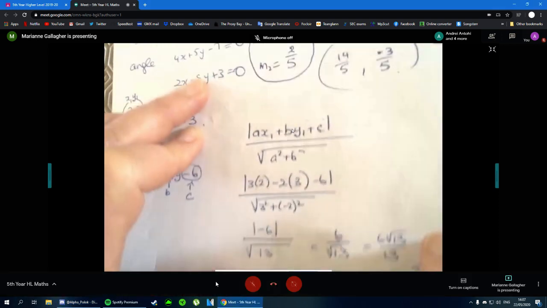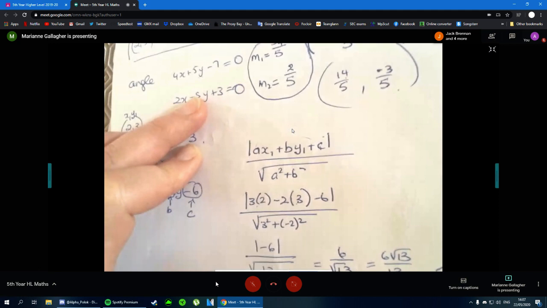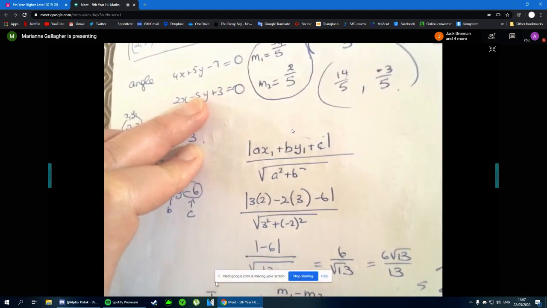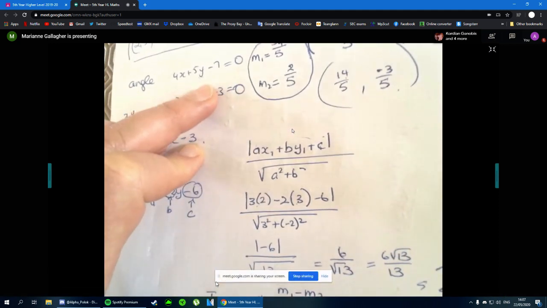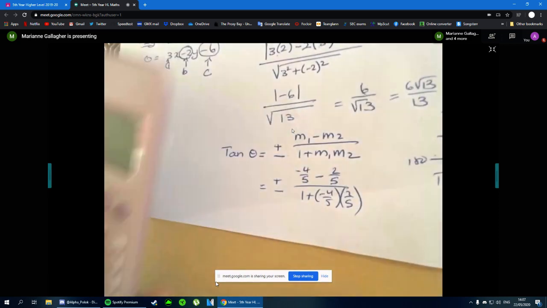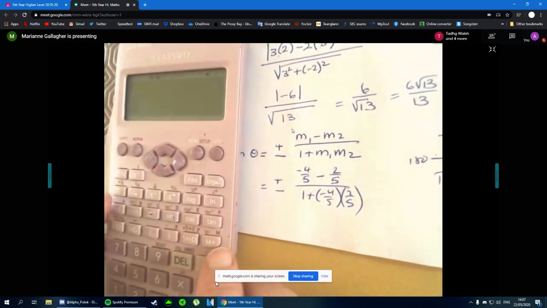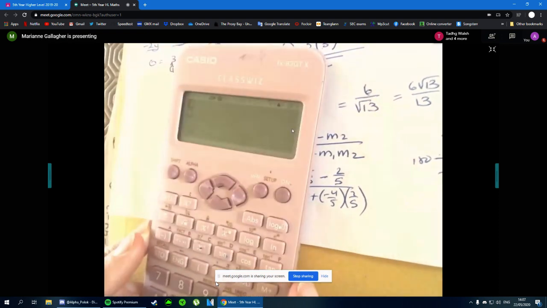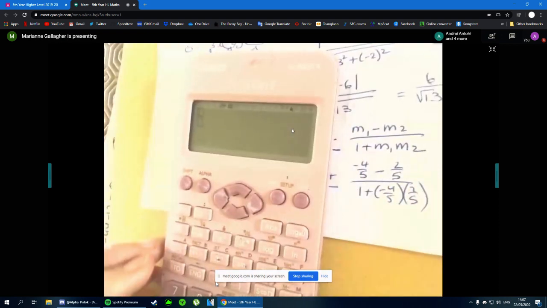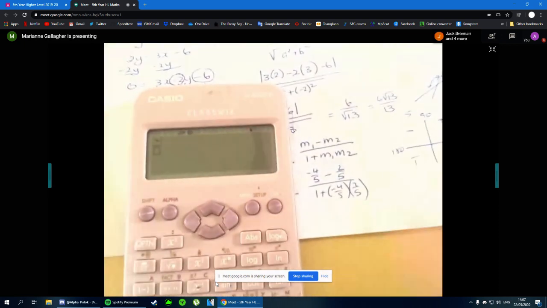And then we just sub them into the formula. So I've got tan theta is plus or minus negative 4 over 5 minus 2 over 5 over 1 plus negative 4 over 5 times 2 over 5. Now you can put that into your calculator. I would just put the plus in, take your fraction button, and you're going to do negative, which is this button here.